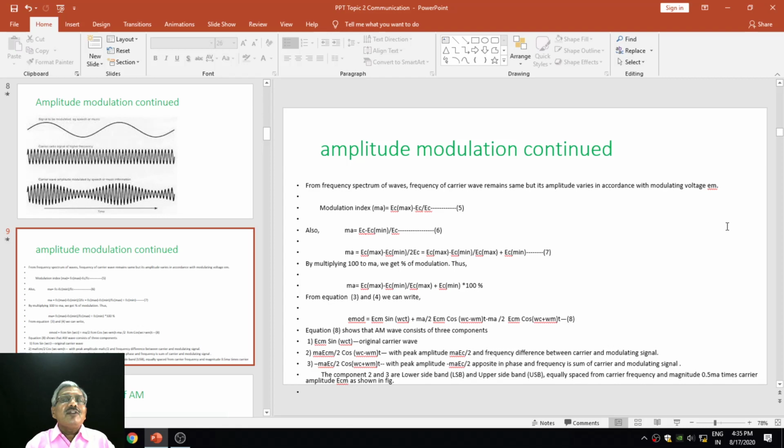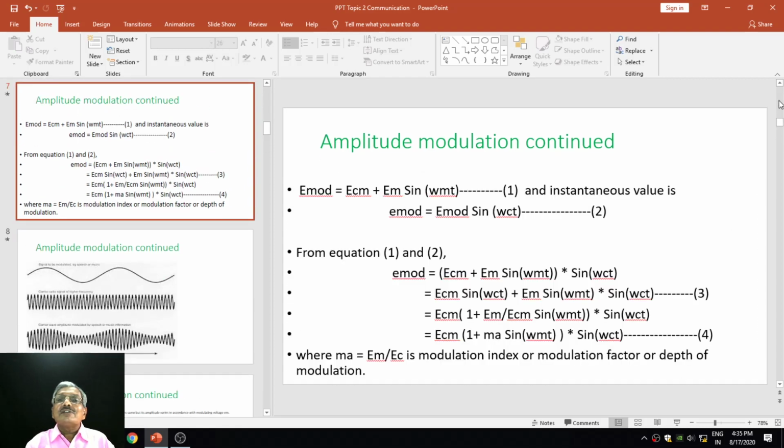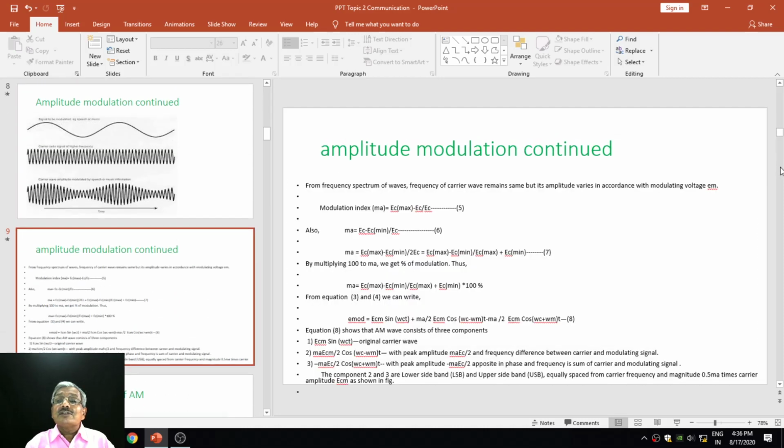Now by using equation 3 and 4, this is equation 3 and this one is equation 4, we can write E modulation as ECM sin of omega ct plus MA by 2 ECM cos of omega c minus omega m into t minus MA upon 2 ECM cos of omega c plus omega m into t. Say equation number 8. Equation 8 can be obtained by using equation number 3 and 4. Please try to remember.